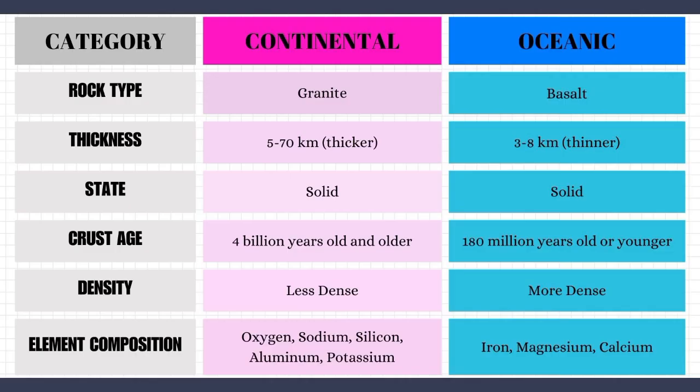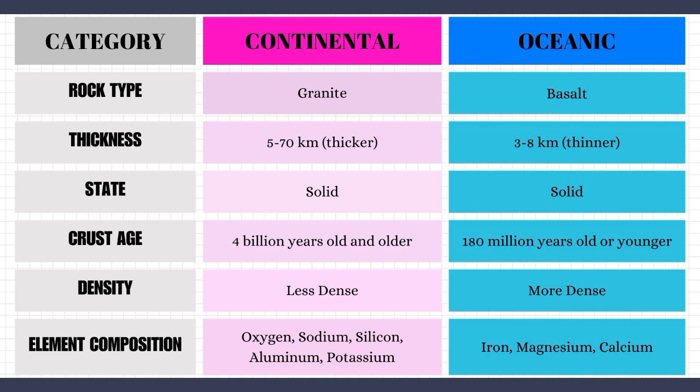And so that you can fully understand, we have provided here a table for you to see the difference between continental and oceanic crust. As you can see in the table, we have 6 categories, and the first one is rock type. In the continental crust, the rock type is granite, while in the oceanic crust it is basalt.